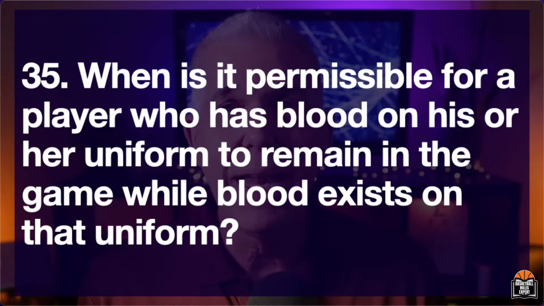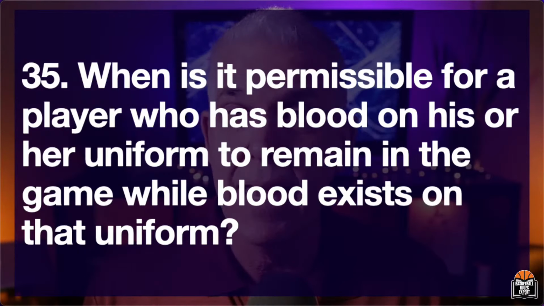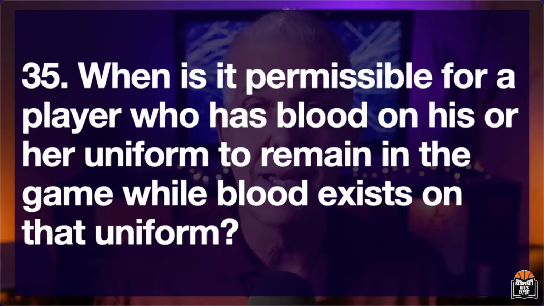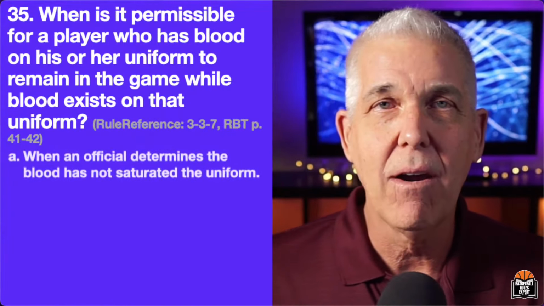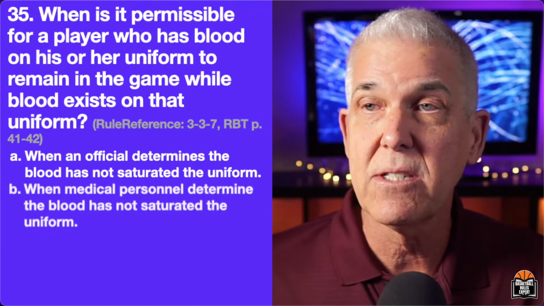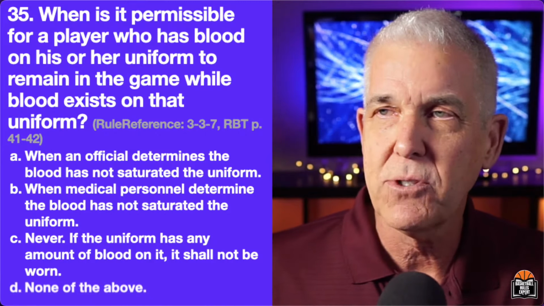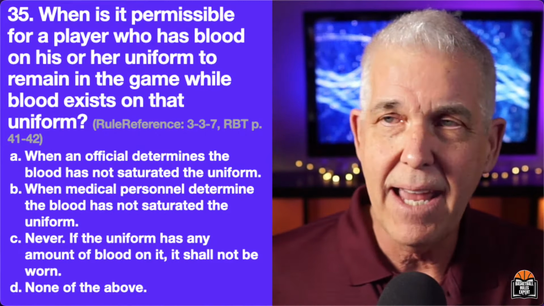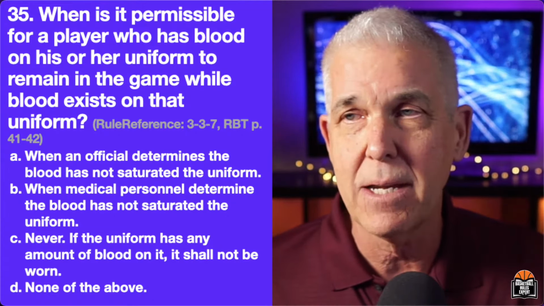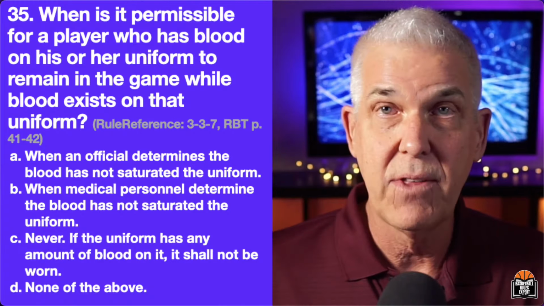35, let's move on. When is it permissible for a player who has blood on his or her uniform to remain in the game while blood exists on that uniform? Possible answers are A, when an official determines the blood has not saturated the uniform. B, when medical personnel determine the blood has not saturated the uniform. C, never, if the uniform has any amount of blood on it, it shall not be worn. Or D, none of the above.